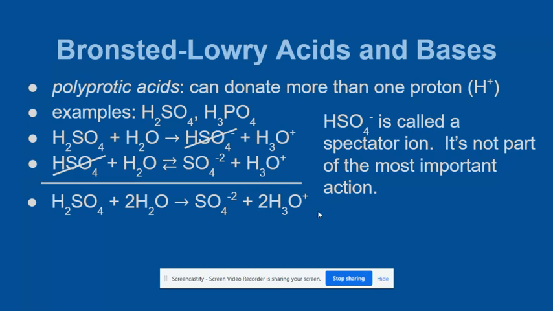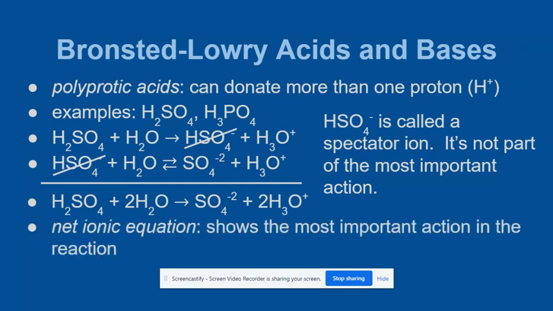So that's kind of like a distillation of the two steps, here's the most important stuff that happened. And that equation is called a net ionic equation. It shows the most important action in the reaction. It may not show every species like the HSO4, but it shows the most important stuff. These are the most important players in this particular reaction, okay? Now, again, it's good to be able to show the individual steps, but it's also good to be able to show, well, here's the most important stuff that happened in what's called the net ionic equation.